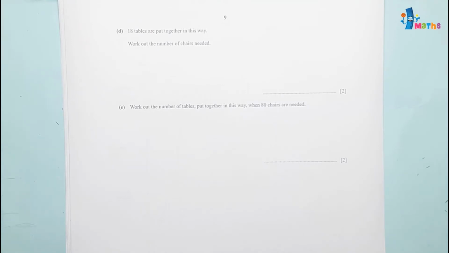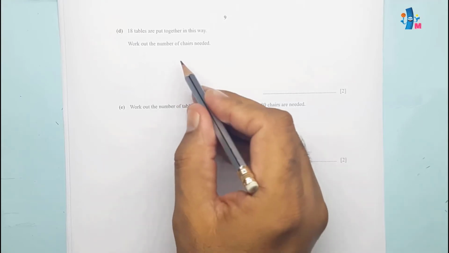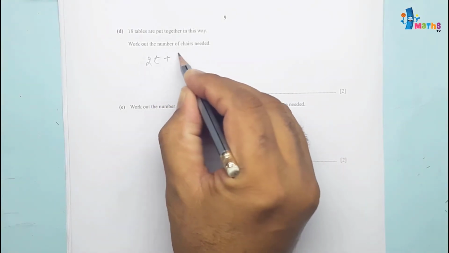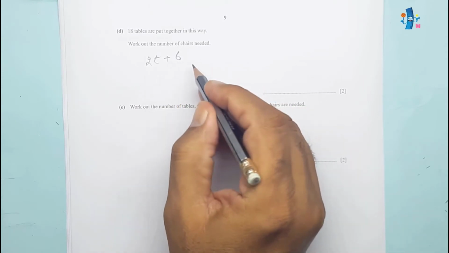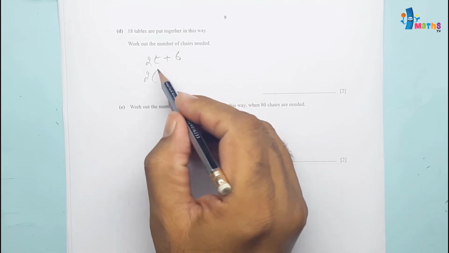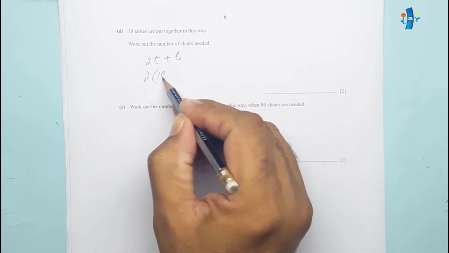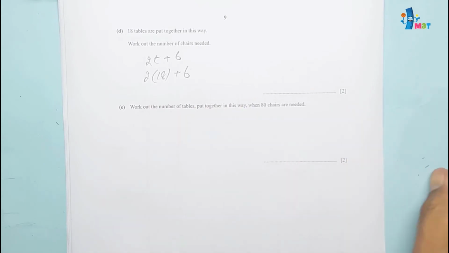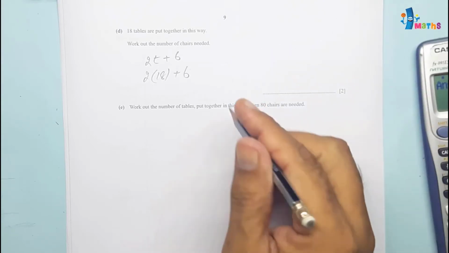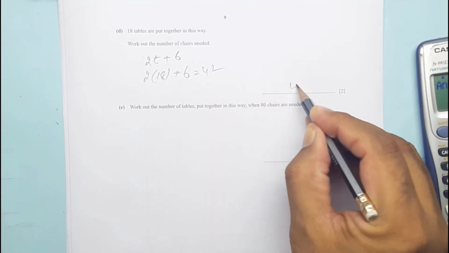Part D. 18 tables are put together in this way. Work out the number of chairs. The formula which we have done is 2t plus 6, which equals the number of chairs. So if there are 18 tables, t will be 18: 2 into 18, plus 6, which is equal to 42.